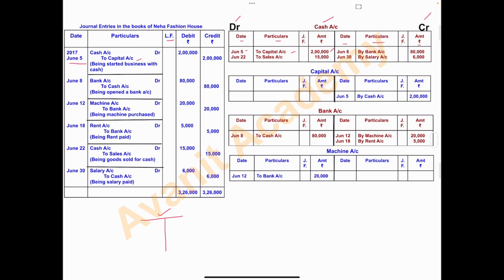Clear this first entry? Next we have to prepare the capital account. See, right in the middle, the capital account columns will be the same. So this capital account is credited. Correct? The capital account is credited, so we'll pass the entry on the credit side, the credit side of the capital account.